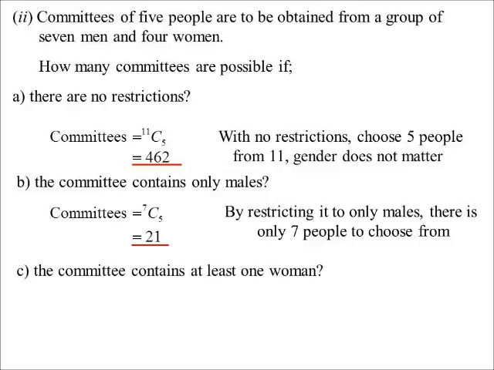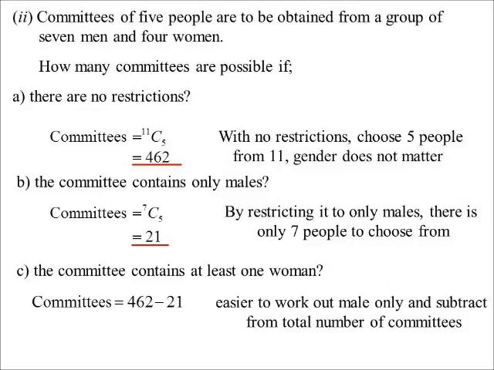But then they got enlightened and they said, no, we've got to have at least one woman on the committee, come on. All right, but again, keep in mind complementary events. We have already worked out the total number, no restrictions. And we've worked out how many only have males. Well, now we're saying at least one woman. The complementary event to that would be no women, or all male. So I just have to subtract what I've already found. So 462 minus the male-only committees would give me all the ones with at least one woman in it. So 441.